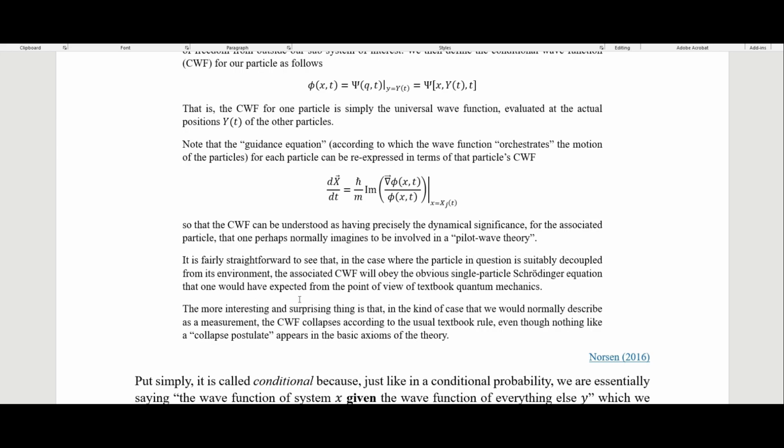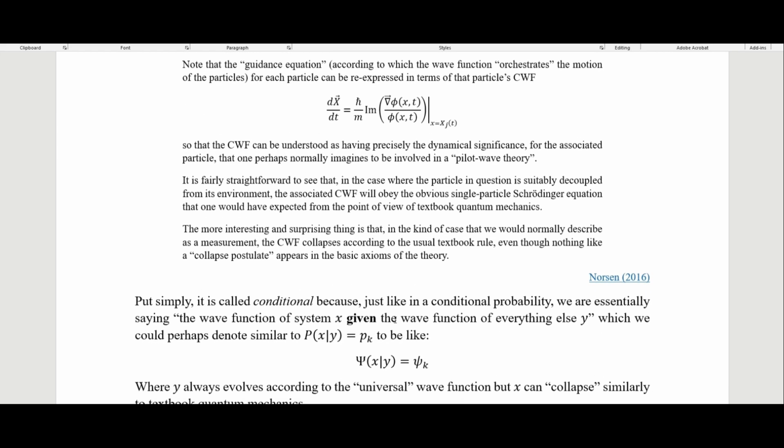The more interesting and surprising thing is that in the kind of case that we would normally describe as a measurement, the conditional wave function collapses according to the usual textbook rule, even though nothing like a collapse postulate appears in the basic axioms of the theory.